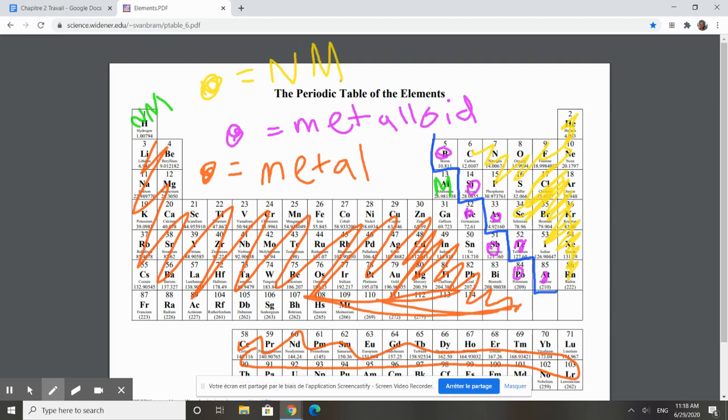So I know I labeled this in green for nonmetal, but the exceptions I expect you to know are that hydrogen is a nonmetal and aluminum is a metal. But otherwise, you can follow these rules that I've outlined here, and you will always be able to figure out what type that element is.